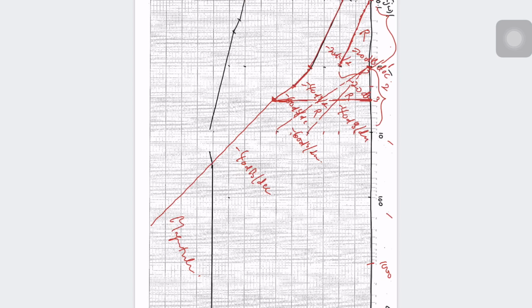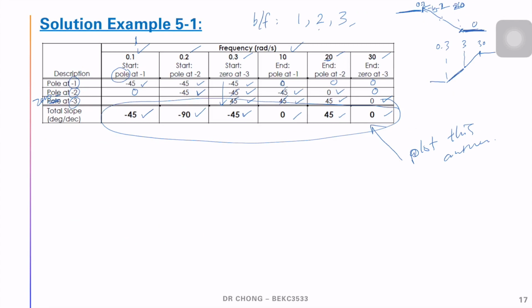Okay, then according to the table, we go back to the table, at 0.1 you will drop negative 45, and then negative 45 will stop at 0.2, right? And then from 0.2 will drop negative 90, this one is the slope, and then stop at 0.3. So from 0.3 drop negative 45 until 10. Okay, so from 10 is no slope, 0 means it's a straight line.